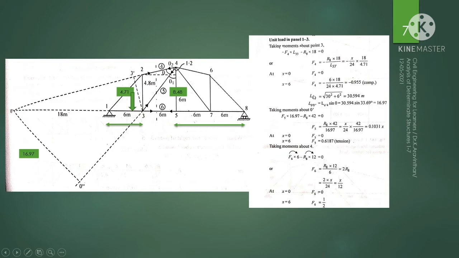So let us find the other unknown components, that is the length between O dash and 4. So this is O dash, and if you want to find this hypotenuse distance, we know the vertical and the horizontal distance. So this is 30 and this is 6. If you take the square root and use Pythagoras theorem, you will be getting 30.594 meter.